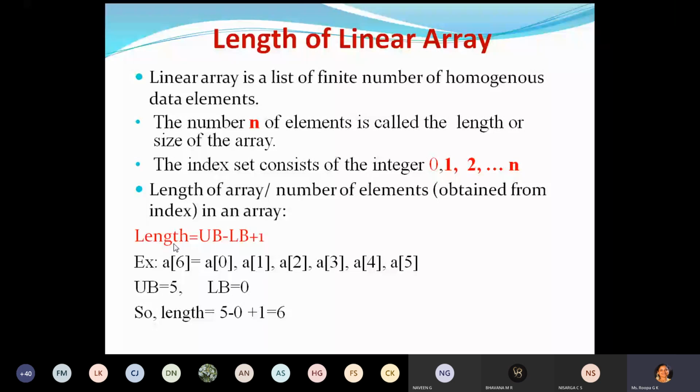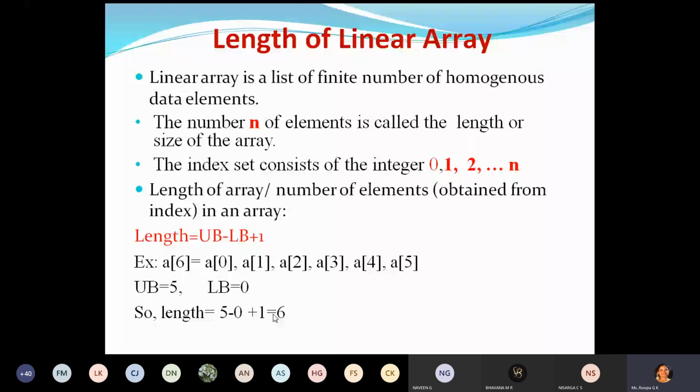For example, one example I have given here, array of 6. Six elements can be stored like this: array of 0, array of 1, 2, 3, 4, 5. Then what is the upper bound? That is nothing but this 5. Okay, 5. Lower bound is 0. So length is 5 minus 0 plus 1, which is equal to 6.